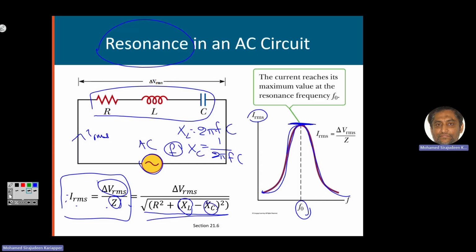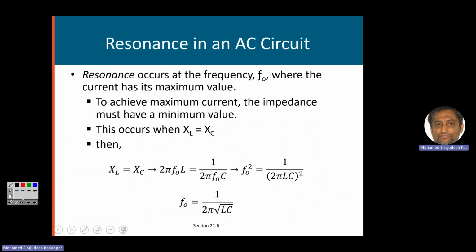So that's why when the impedance changes, the current will change. When the impedance is minimum, the current will be maximum. So we can get an expression for this resonance frequency. We call it resonance frequency, where the resonance happens, that means when it peaks. When the current peaks, we are at a certain value of the frequency of the source. So we call that frequency the resonance frequency.